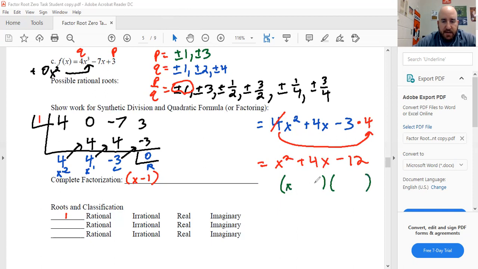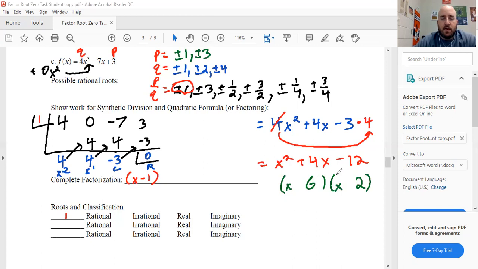What can I multiply to get 12 that adds or subtracts to give me 4? 6 and 2. 6 times 2 is 12. 6 minus 2 is 4. So those are my two numbers, again ignoring the signs at first.